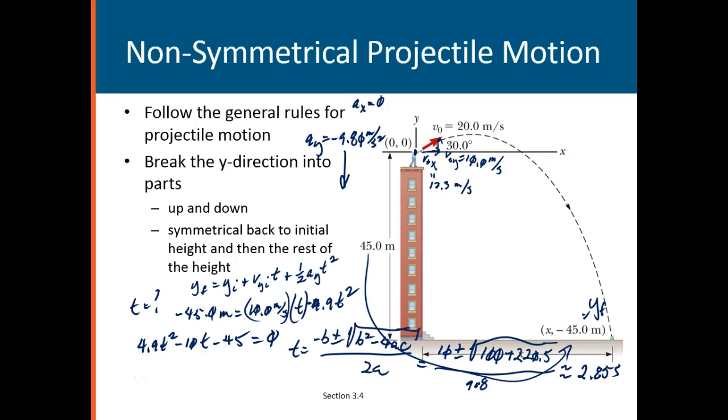Okay, I don't have a calculator on me, so I can't do this well in my head. The square root of 320.5. Can someone give me that right off the top? 320.5. Square root of that. Say again? 17.9. Okay, and add 10 to it would be 27.9. And then divide that by 9.8. I think you do get an answer very close to what you did.